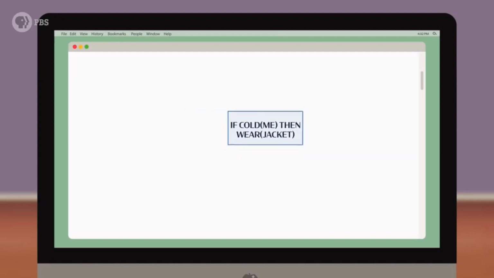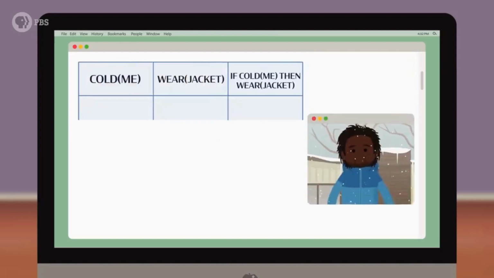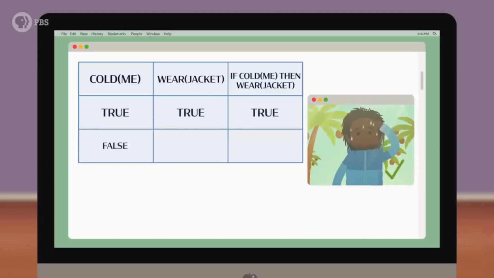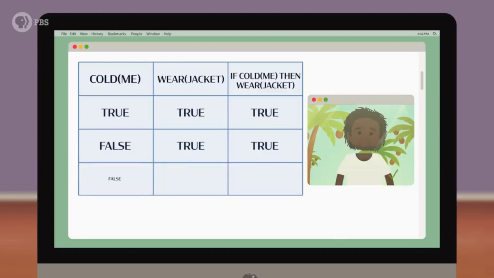But if I'm not cold, I can wear whatever I want. So, if cold is true and jacket is true, both sides of the implication are true. Even if I'm not cold and I wear my jacket, then the statement still holds up. Same if I'm not cold and I decide to not wear my jacket. I can do whatever I want since I'm not cold.